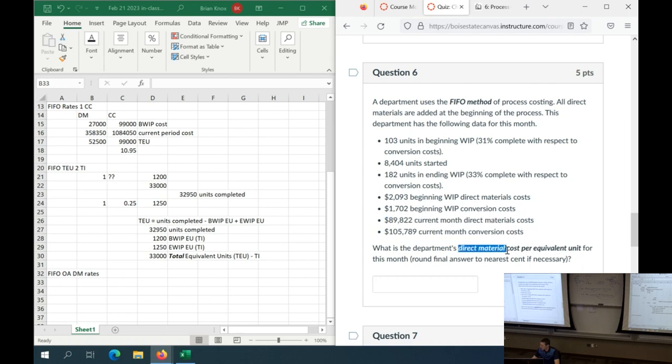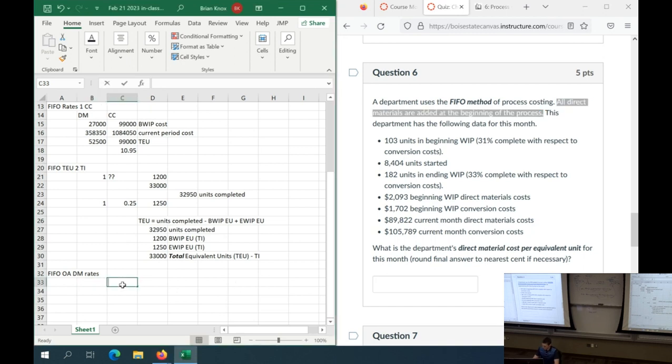The question is asking for direct material cost per equivalent unit. So I'm going to ignore the information about conversion costs, including the percents complete with respect to conversion costs. I already know by rule all the direct material percents complete are 100. So we have 103, 8404, 182. Beginning WIP plus units started minus ending WIP gives us units completed.